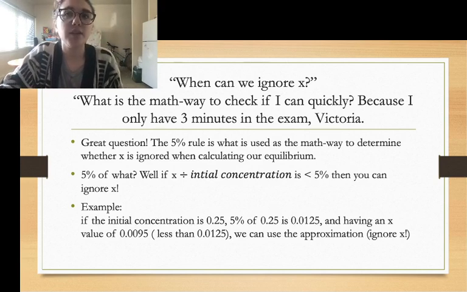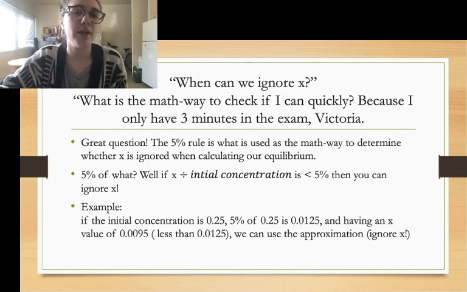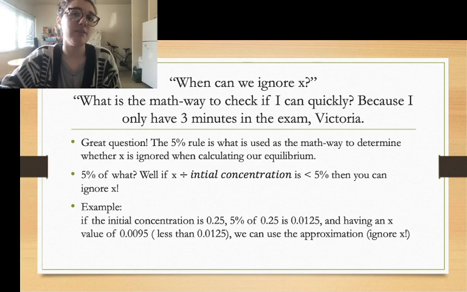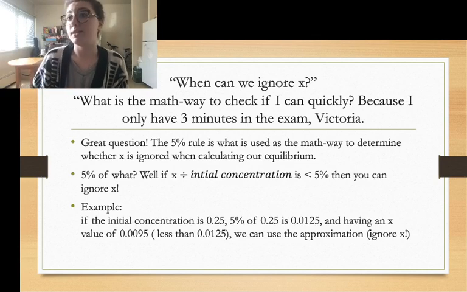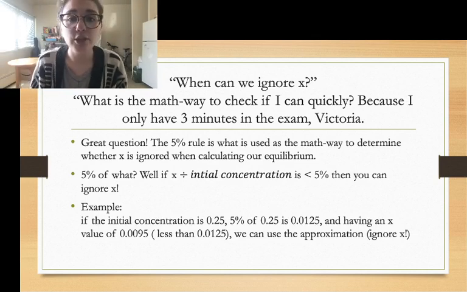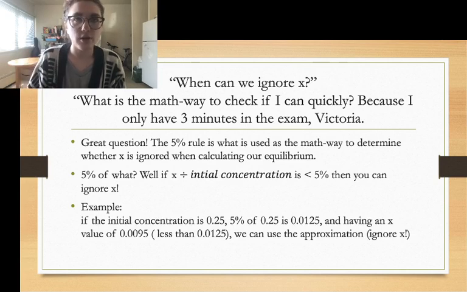Okay, so that is something that you should be careful of, because there was a hydrofluoric acid question on your homework that I know did test this theory about whether you can ignore X or not. In that case you should not have, because the 5% rule showed that the initial concentration, when you took X divided by that, was greater than 5%, and therefore X should have been included in that equation. So it is important to know when you are supposed to ignore X and when you shouldn't.